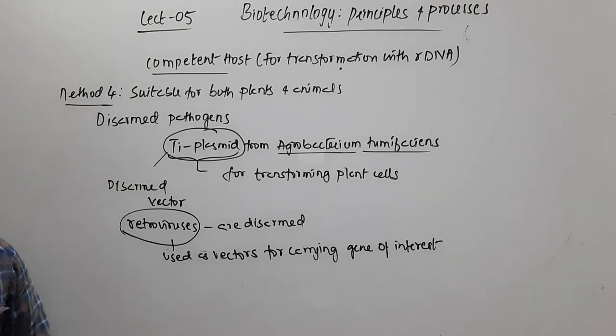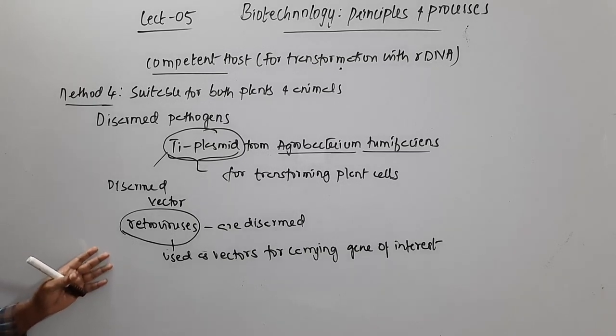Right. So these are the four methods for the competent host for transformation with rDNA. So how we will be passing the rDNAs that we have constructed into the host cells. That is what we have seen, the four methods which I have discussed here. Of course there are other methods that we will discuss later.